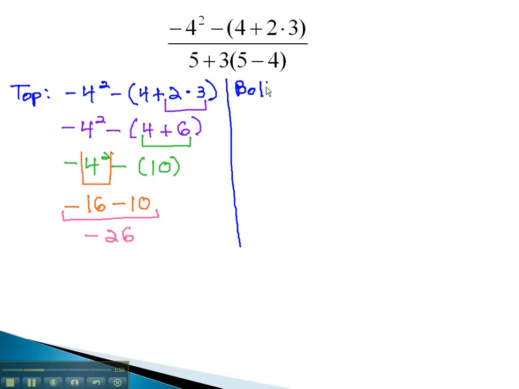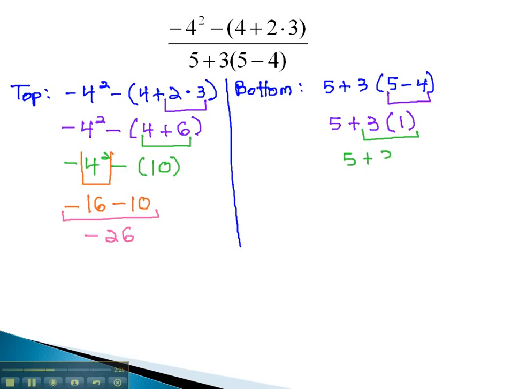Now, we look at the bottom. 5 plus 3 times (5 minus 4). Again, order of operations has us start with the parentheses. We now have 5 plus 3 times 1. Next, we multiply 3 times 1, giving us 5 plus 3. Finally, the addition and subtraction finishes the problem, giving us 8.